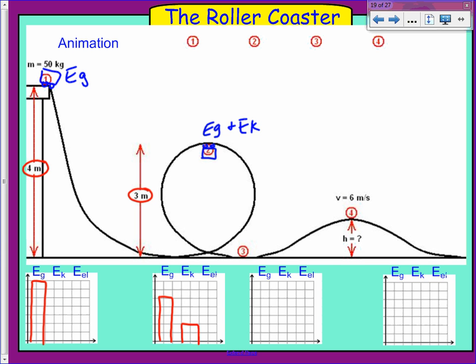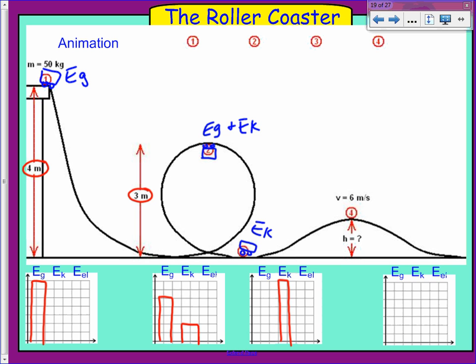All right, let's go ahead and look at spot 3. At spot 3, the cart is now at the bottom level. It's at my reference level. And so at that point, there is no Eg. It's going to be all Ek. And so at spot 3, I'm going to show all 7 squares as Ek.